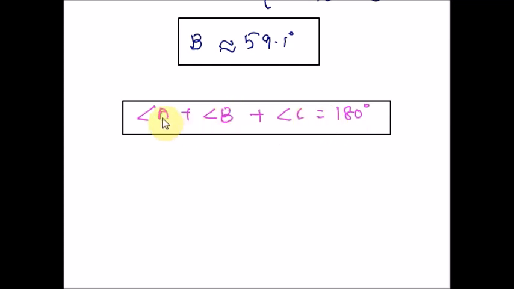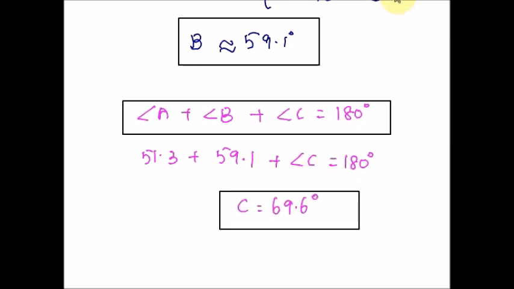Plug in A value and B value here. A is 51.3 and B is 59.1. Now proceed with algebraic steps. Add the like terms and subtract the same from both these sides. So by doing so, I'll get the last angle C. C is nothing but 69.6 degrees. Are you getting the same value? I am rounding all the values to one decimal point.